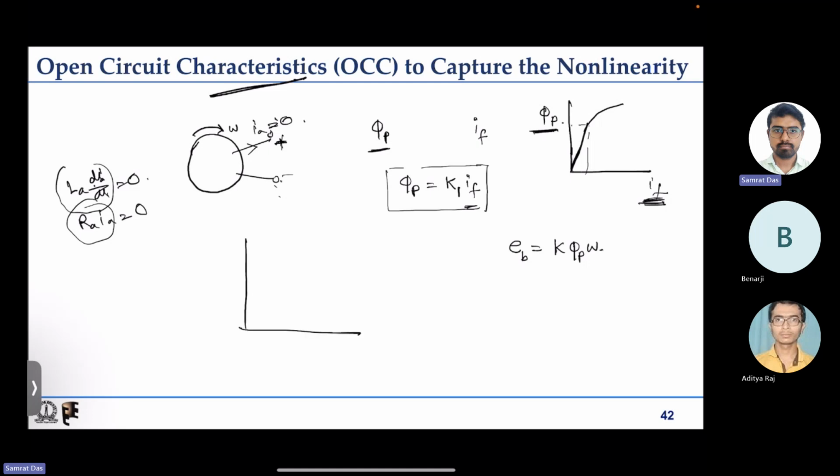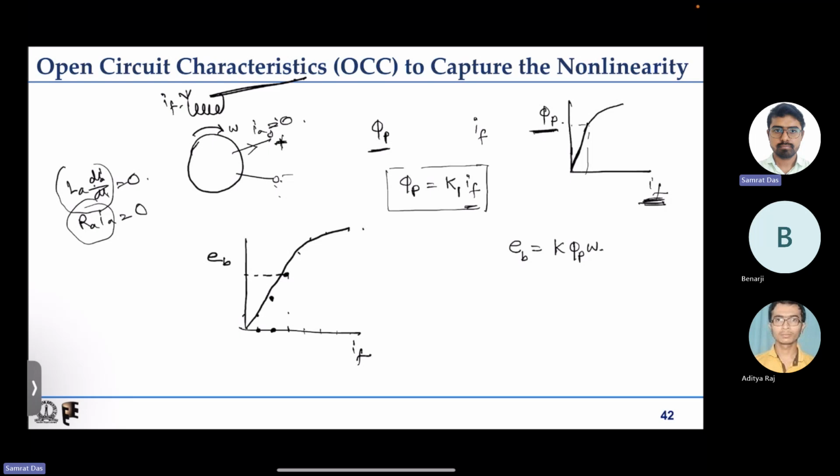Say we excite the machine field, there is a separate field winding. For some induced EMF to exist, we need to excite with some field current. Say we give some field current, we measure some induced EMF. So this is EB versus IF. For some field current, we get some induced EMF. We excite the machine with a different field current, we get a different induced EMF. We excite the machine with a third field current, we get the third induced EMF. Like that, we do this experiment for certain cases and we get some characteristic like this.